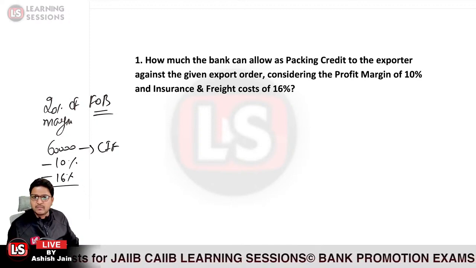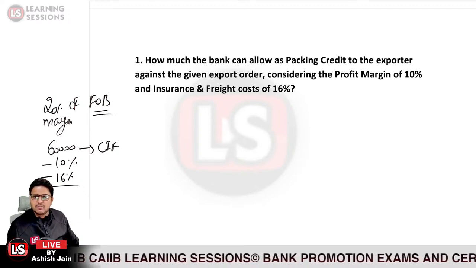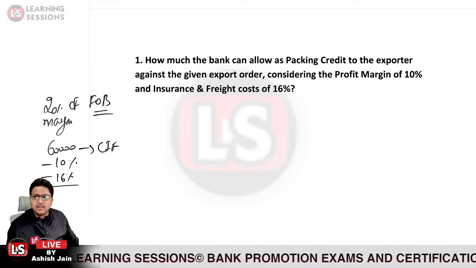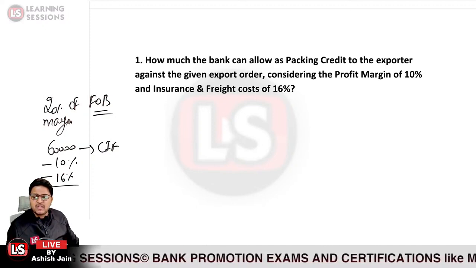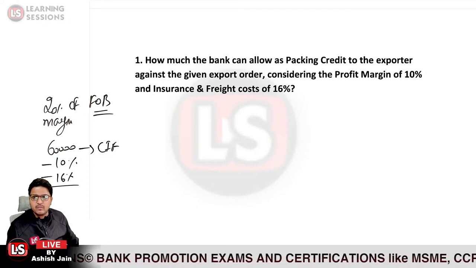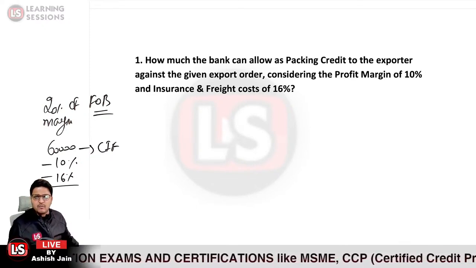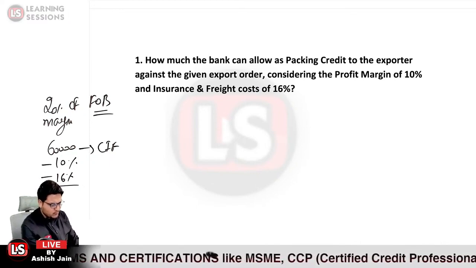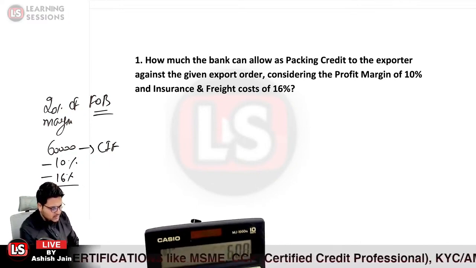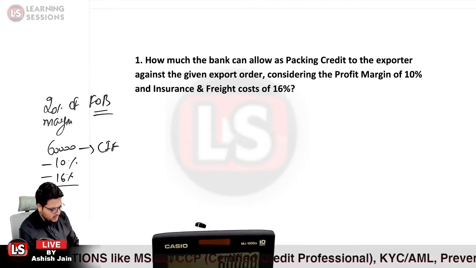Question number 1 over here. So what will we be deducting? We will be deducting the 26% of the value out of it. And when we deduct the 26% of the value, what would be the answer? It will be 60,000 minus 26%.